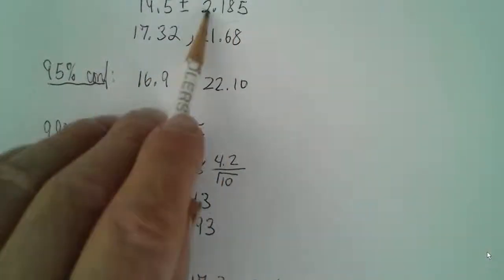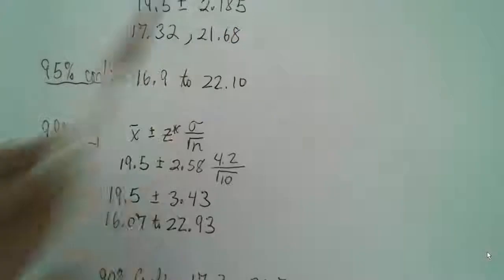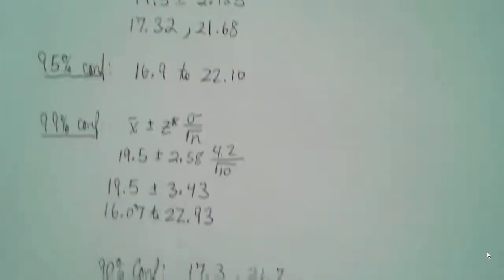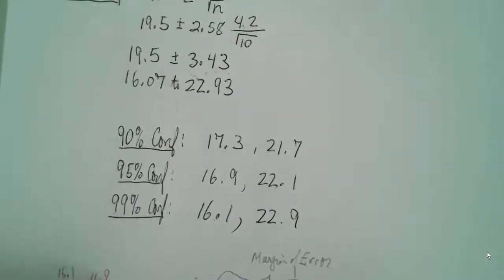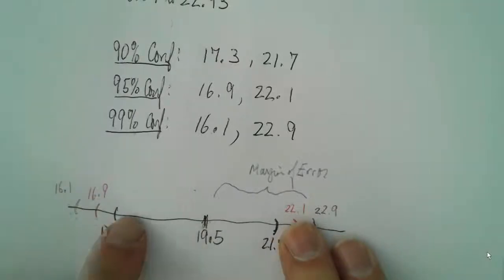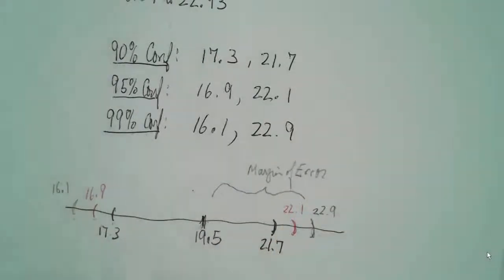If we add and subtract something much smaller, about 2.2 instead of about 3.4, well, then that puts us down here in this range. And we say, you know, we're less confident. Now we're only 90% confident we'd fit in this smaller range. That is generally the way things work.